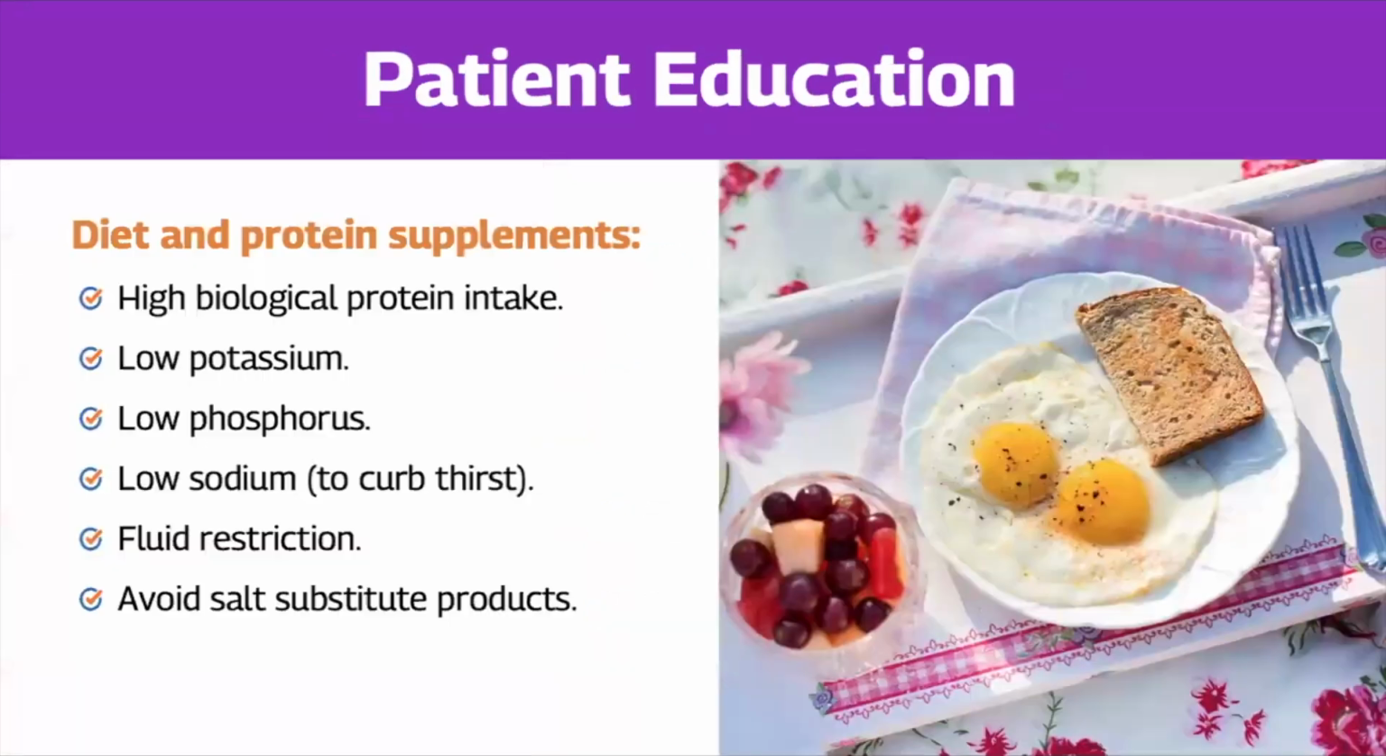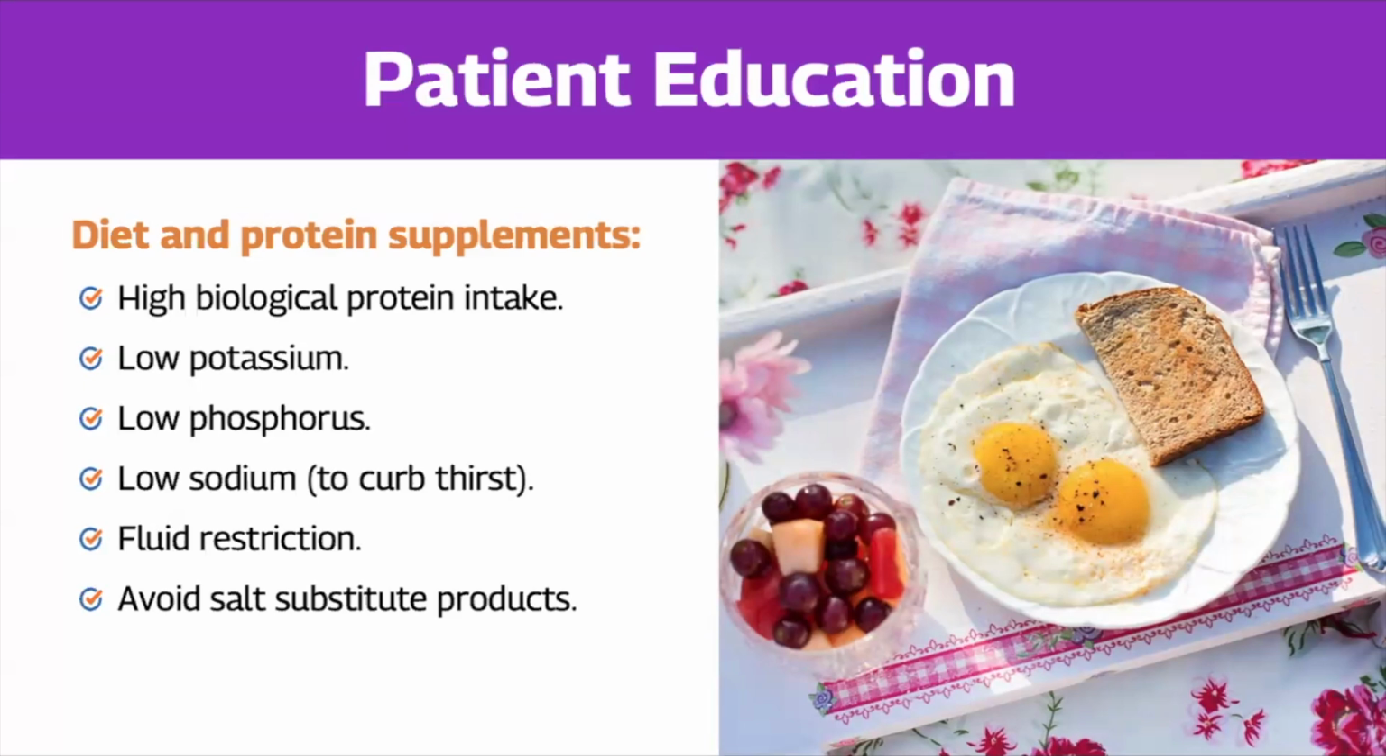and teach them about volume control and fluid management. The diet and protein supplements, we need to talk with patients about that, even as a nurse. This is a dietitian's specialty, but as a nurse, we should know what these patients basically need. So we need that high biological protein intake, and low potassium foods. High potassium foods are banana, orange juice, avocado, beans if they eat too many beans, and then dark sodas.